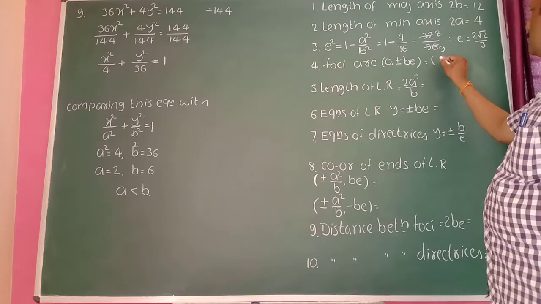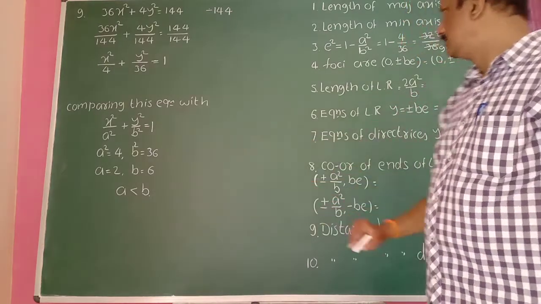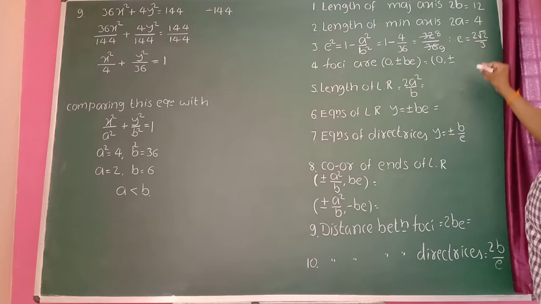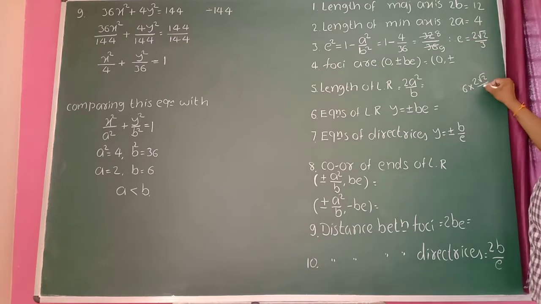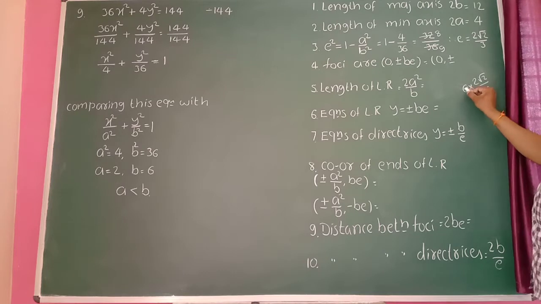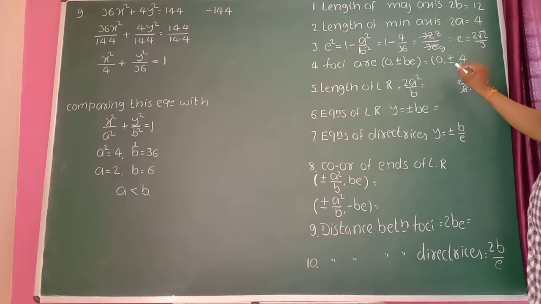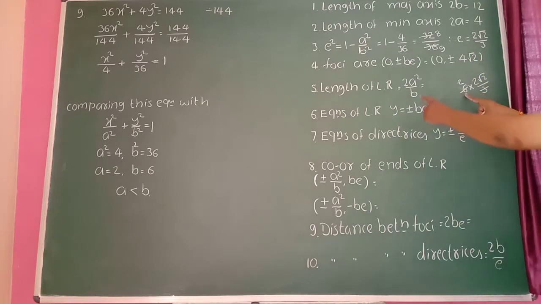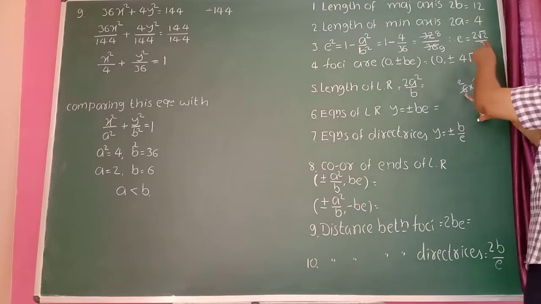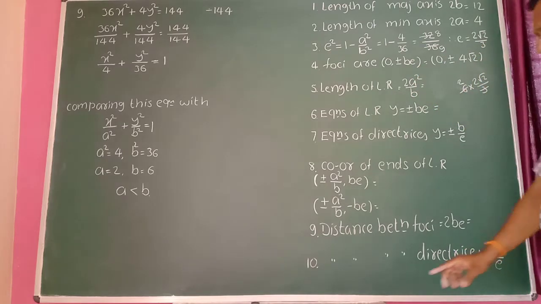Then the foci are (0, ±be). The value of b is 6, multiplied by e, so 6 into 2 root 2 divided by 3. 3 ones are 3, 2s cancel, 2 2s are 4. So it is 4 root 2. The value of b is 6 and the value of e is this, so the foci are (0, ±4 root 2).